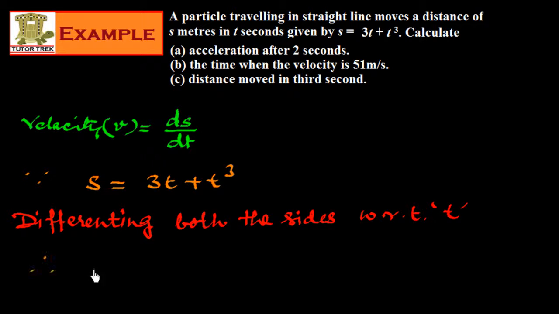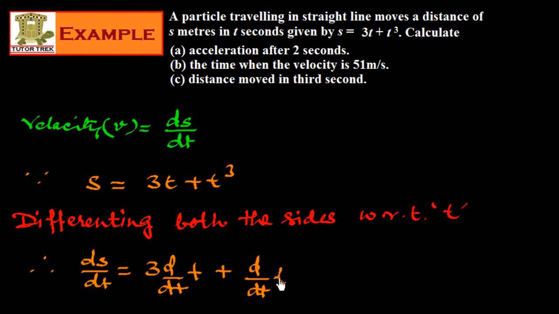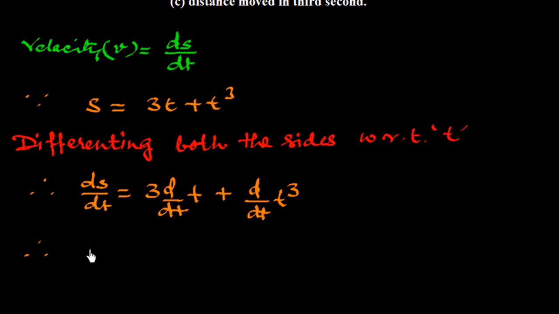So we get, therefore, ds over dt is equal to, we differentiate this function, 3 is the coefficient, we take it outside, d over dt of t plus d over dt of t cube. Therefore ds over dt is equal to 3 times, the differentiation of t is 1 and the differentiation of t cube is 3t square. So this is our velocity.